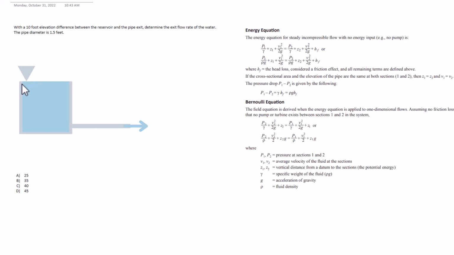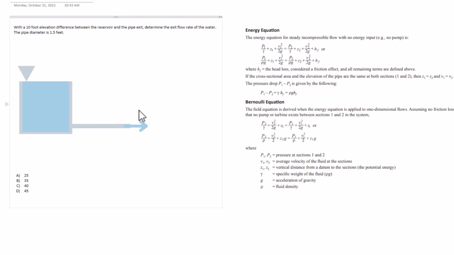And so we're going to want to select 2 locations that we want to conduct this problem from. The first location is the top of the reservoir here where it's open, and the second one is at the exit where the water is exiting the pipe. Those are the 2 locations we're looking into for location 1 and 2. And so let's start the problem here.